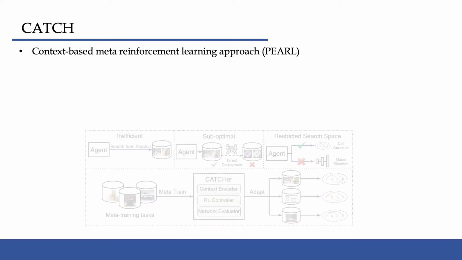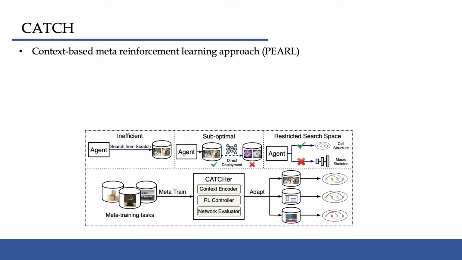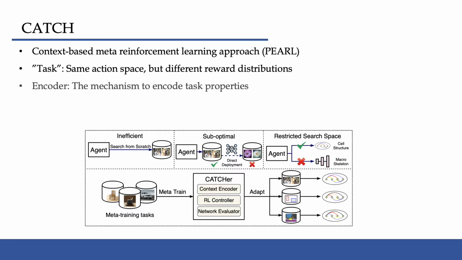In our paper, we borrow help from a context-based meta-reinforcement learning approach, PEARL. To avoid confusion, we use the word task to refer to problems that share the same action space but differ in their reward distributions. Our searching agent contains three components: a context encoder, an RL controller, and a network evaluator. The encoder is the core of the design, and it aims to encode task-specific properties and guide the search.